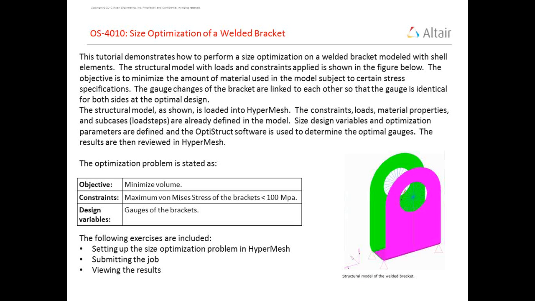The optimization problem is stated as follows: my objective is to minimize the volume. My constraint is that the maximum von Mises stress of the bracket should be less than 100 MPa. My design variable is the gauges of the brackets. In this exercise, we will see the setup of the optimization problem for size optimization, submitting the job to OptiStruct and viewing the results by using HyperView.